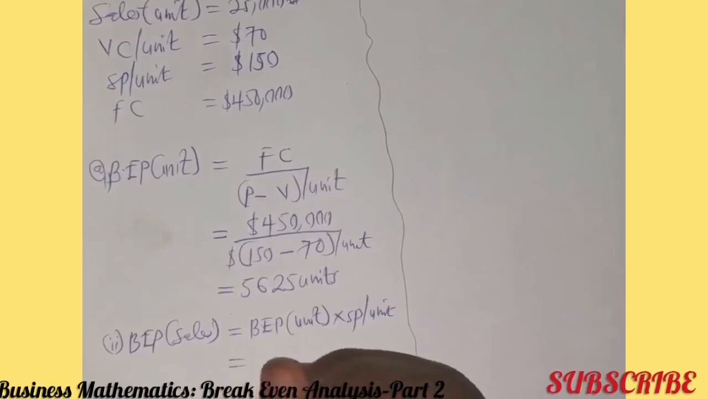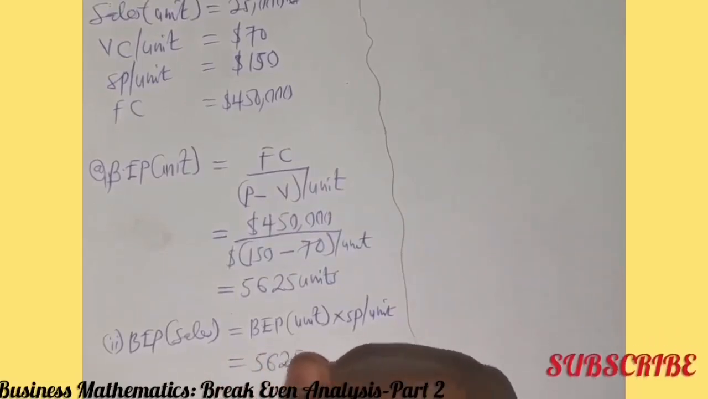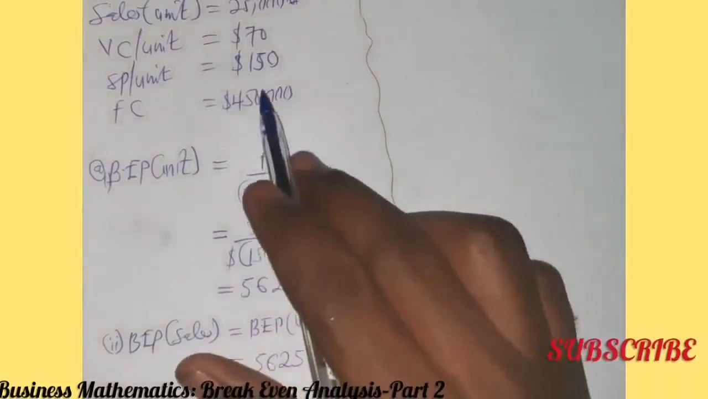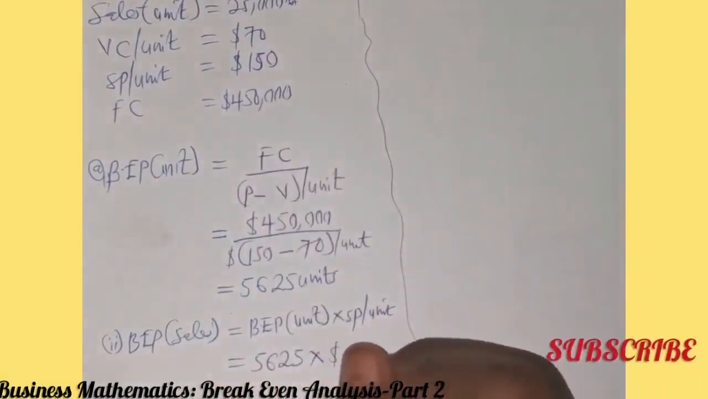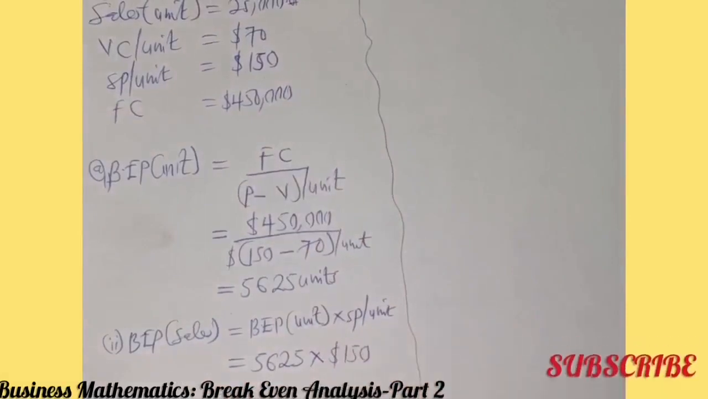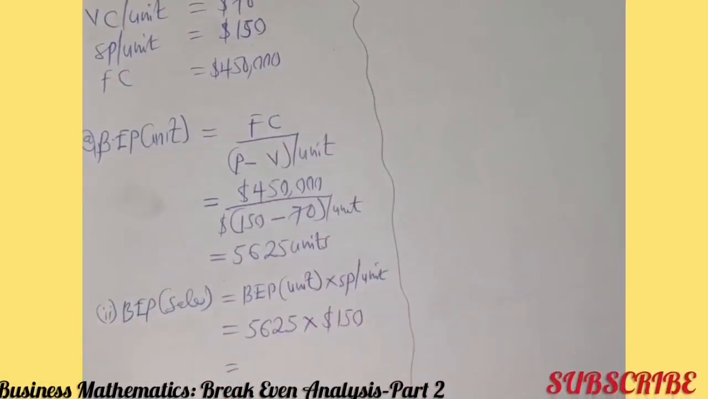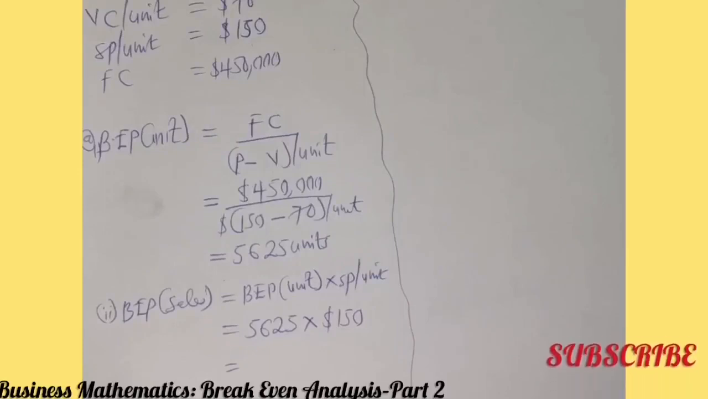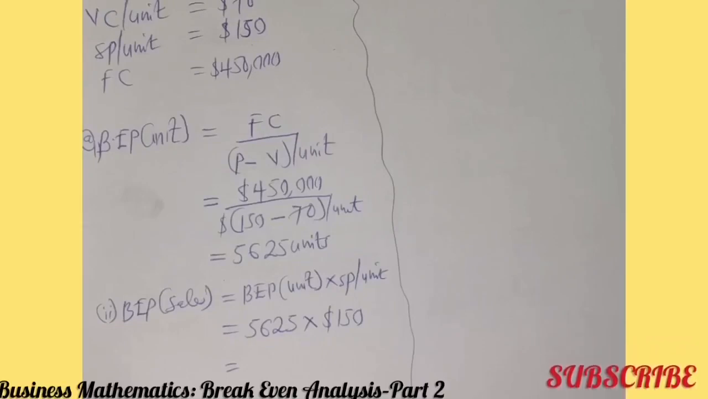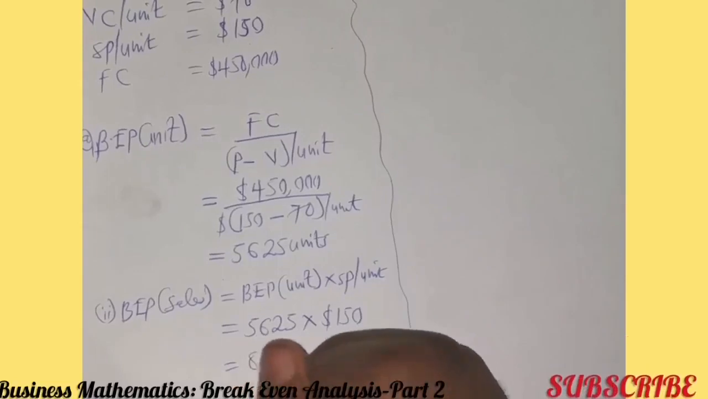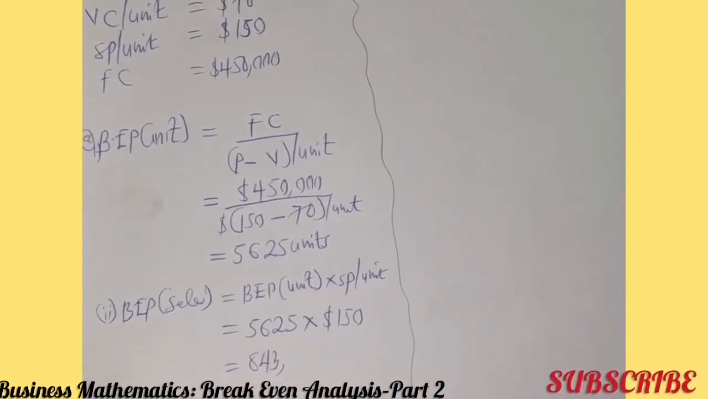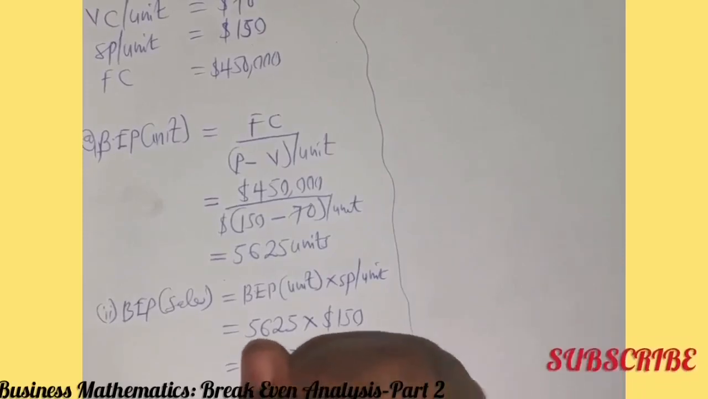So here I'll be having 5625 multiplied by my selling price, which is what? $150. So let's do the calculation. It becomes 5625 multiplied by 150. So it becomes 843,000. That's what I had.